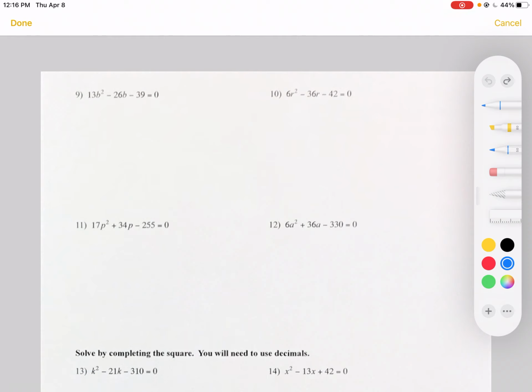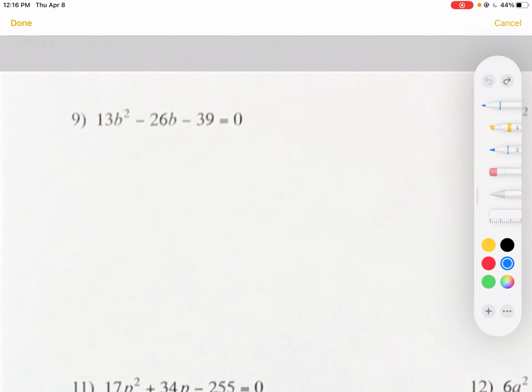For completing the square to work, the coefficient that is in front of the b squared term has to be 1. Okay, so 13 here won't work. But lucky for us, all these numbers are divisible by 13. So I'm going to take 13 divided by 13, and I get 1b squared minus, negative 26b divided by 13 is minus 2b. And then negative 39 divided by 13 is minus 3.